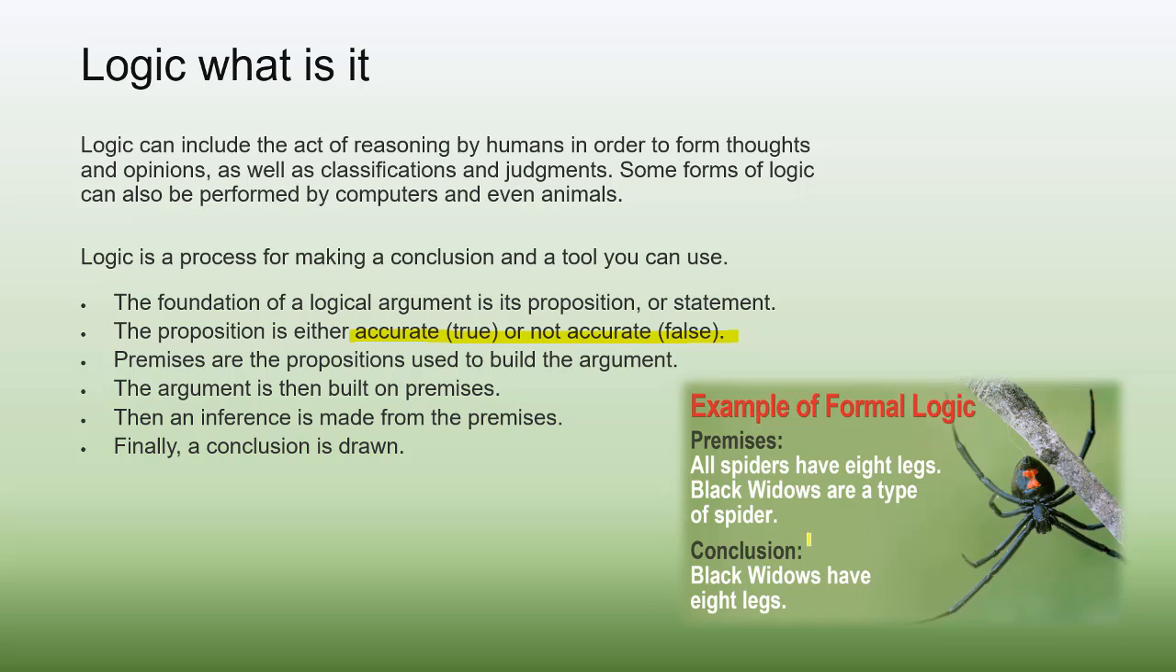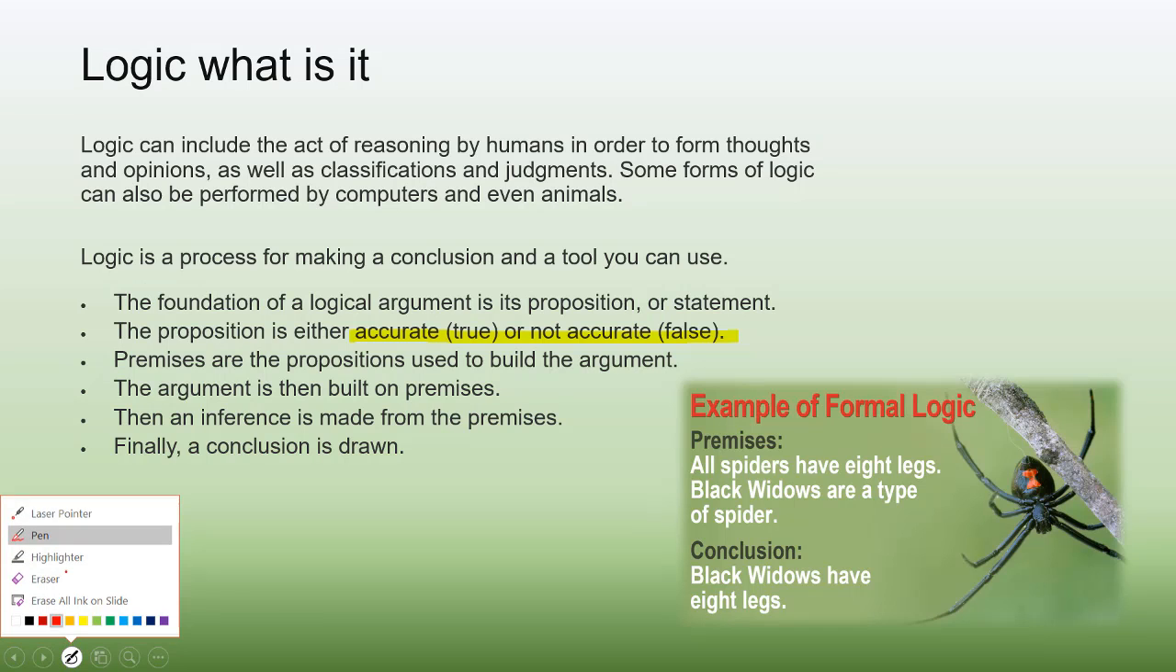So we could say this to the computer: all spiders have 8 legs. Black widows are a type of spider. Black widows have 8 legs, and it's going to return either a true or a false answer. And in this case, it's going to return a true answer because black widows are a spider and they have 8 legs. Okay, so that's what logic's about.